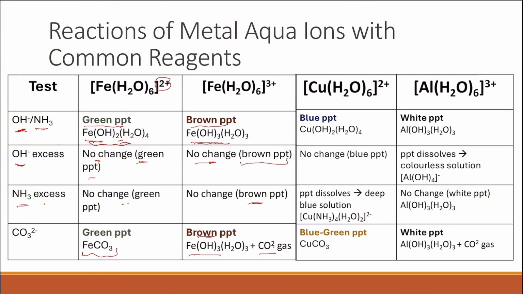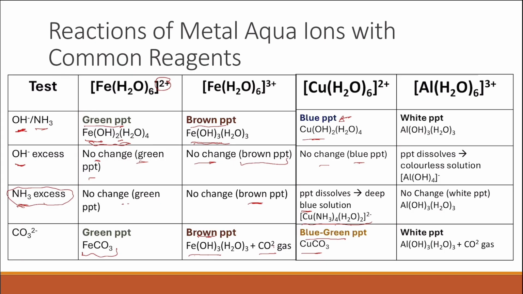Copper 2 plus is a 2 plus ion. So with dropwise hydroxide or ammonia, it will form the hydroxide of the copper, and the hydroxide of the copper is a blue precipitate. If you add excess of the hydroxide, there will be no change. You're still going to see the blue precipitate. But if you add excess of the ammonia, remember the ammonia will act as a ligand now to substitute the water molecules and will form this complex ion with 4 of the ammonia and 2 of the water, and the precipitate will dissolve and the solution will turn deep blue. And finally, with the carbonate, it will give you the copper carbonate, which is a blue-green precipitate.